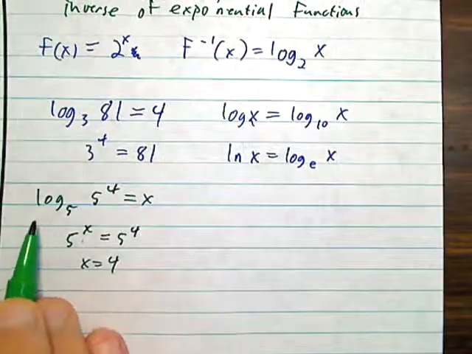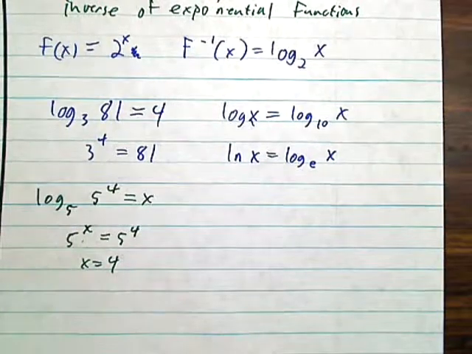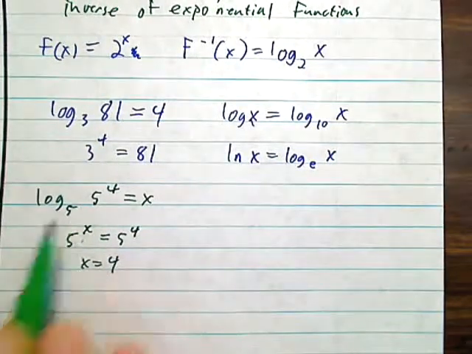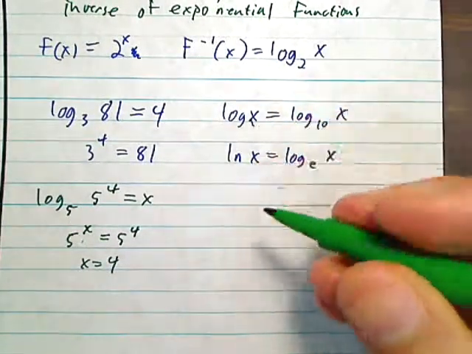So if you're given log base 5 of 5 to the fourth, the same base, then your answer is just 4. They cancel each other out. Okay? You could have this the other way as well.